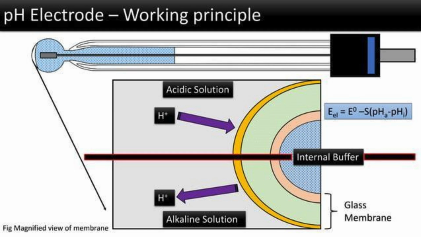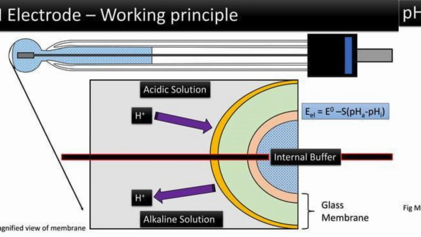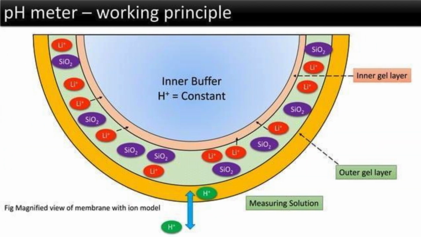The internal buffer keeps the hydrogen ion concentration constant, so the change is all about what happens on the outside of that special glass membrane. Let's get an even closer look at the membrane itself. The glass is made of silicon dioxide with lithium ions embedded in it. It forms an inner gel layer and an outer gel layer. The inner buffer keeps the hydrogen ion level constant on the inside.